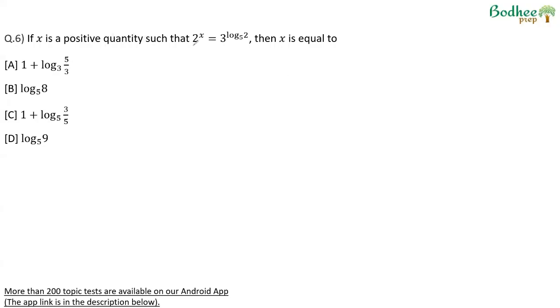X is a positive quantity such that 2 raised to power x is equal to 3 raised to power log 2 to the base 5. Then x is equal to. Now we know that a raised to power log b can be written as b raised to power log a. You can interchange the value. Therefore, 2 raised to power x can be written by interchanging 2 and 3 as 2 raised to power log 3 to the base 5. Which means since the base is same, x is equal to log 3 to the base 5.